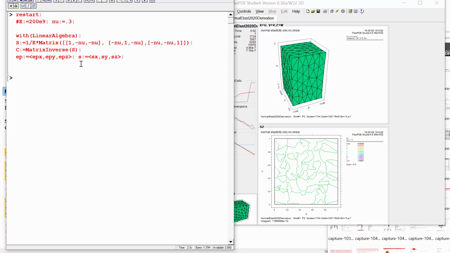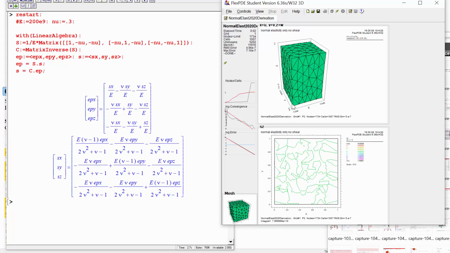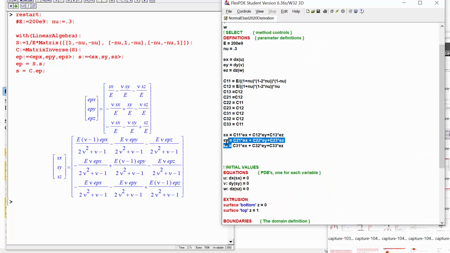So you could say either that epsilon is equal to the stress, left multiplied by the compliance, right? So the more compliance you have, multiplied by the stress, the more strain you're going to get. Or you could say that the stress is equal to the strain, left multiplied by the stiffness. This is the one that we did in FlexPDE, right? We wrote out that the stresses are given by the strains after left multiplying that whole thing by the stiffness matrix.